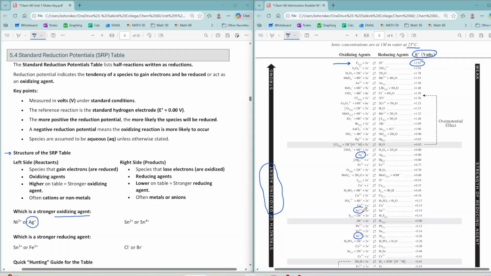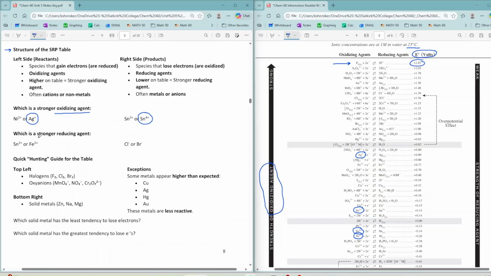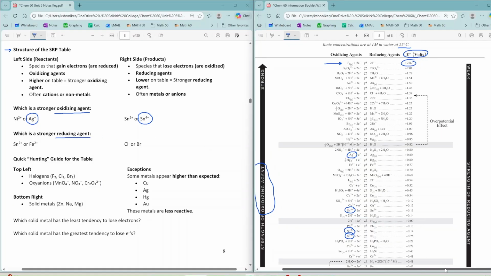So there's my Sn4+, and then my Sn2+ is below it. So the Sn4+ is the stronger oxidizing agent. Now let's use the flip side of this table. Let's look for the stronger reducing agent. So now we're going to look on the right-hand side, and the one that is lower on the chart is a stronger reducing agent.